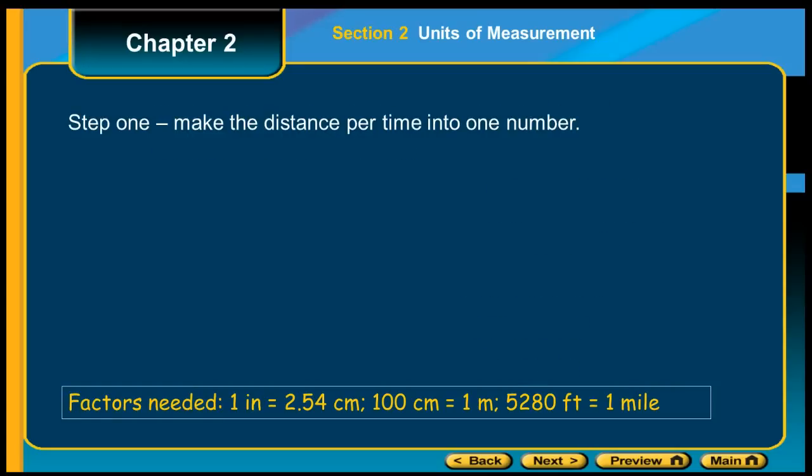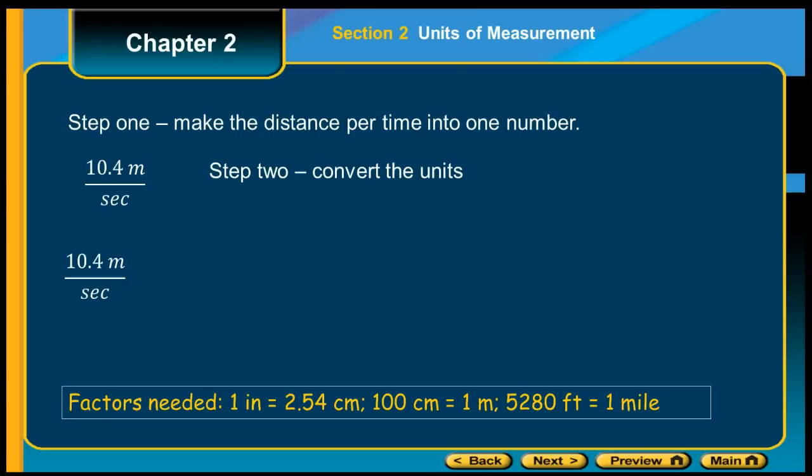Okay? So step 1, let's make that distance per time into one number. We were given that 100 meters in 9.58 centimeters, or I'm sorry, 9.58 seconds. So we're going to divide, and you get 10.4 meters over seconds. So now let's change that into miles per hour, and I've given you the factors here on the bottom of the slide. So you have 10.4 meters per second.